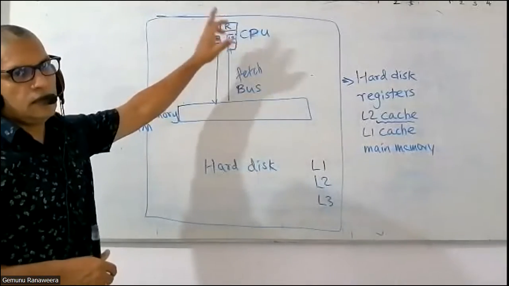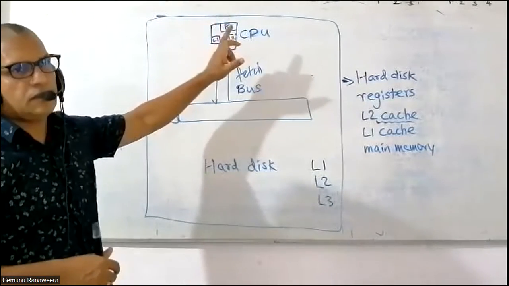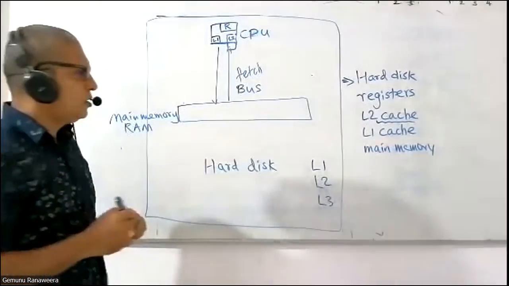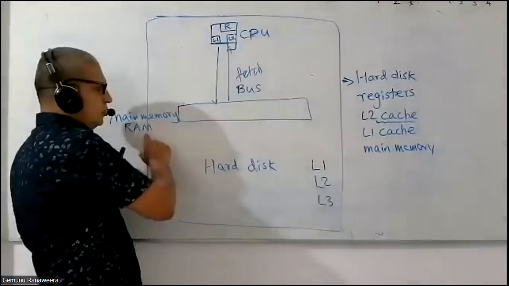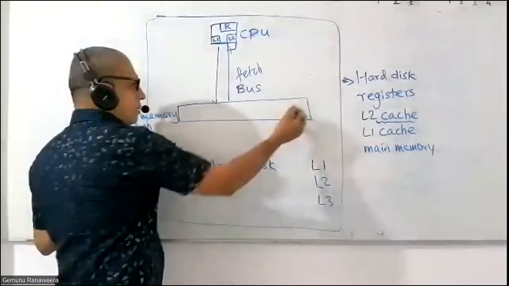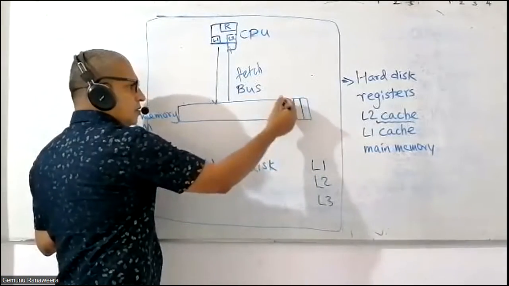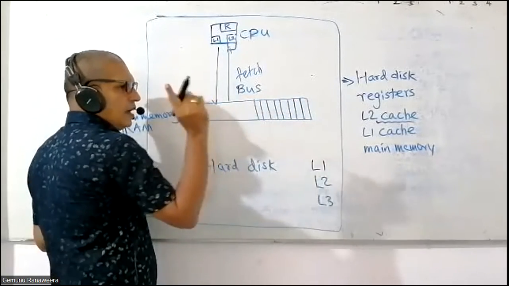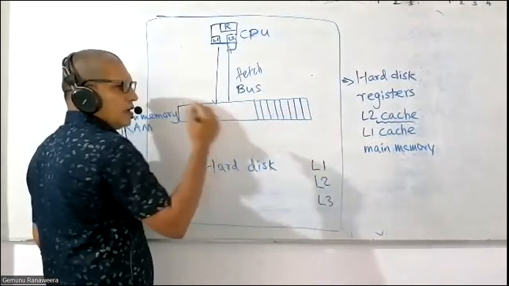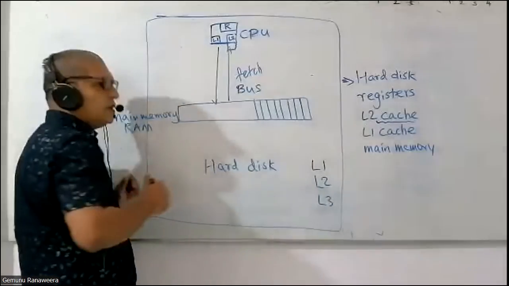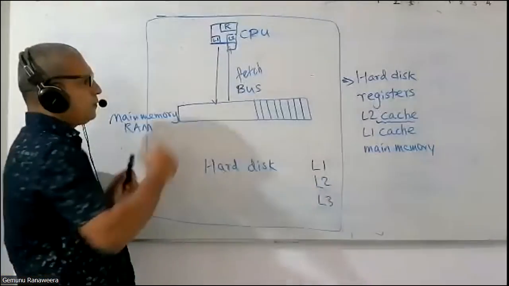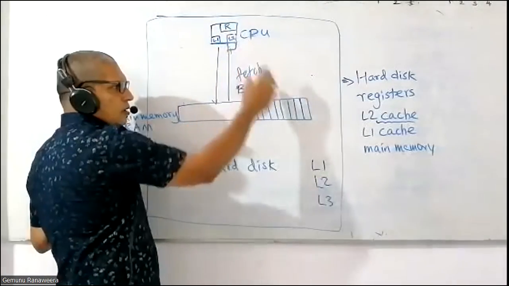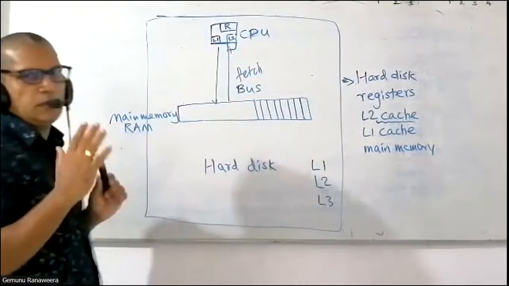There are different kinds of registers. Some registers store memory addresses. So what is a memory address? This is the main memory, which we usually call the RAM, random access memory. Random access memory is divided into memory blocks, and each of these blocks has an address. The CPU needs to find these addresses, and there are some special registers that store the memory addresses.